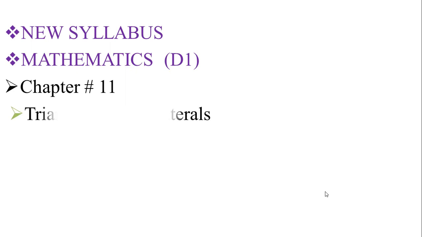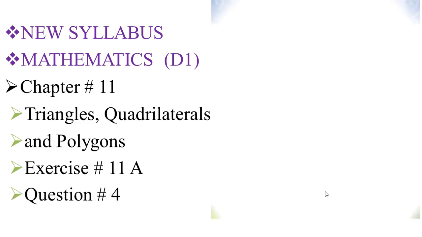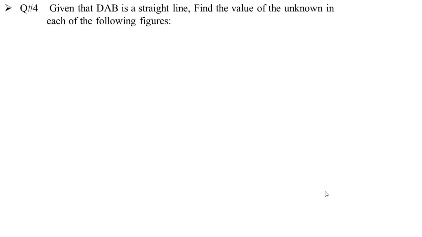New Levels Mathematics D1, Chapter number 11: Triangle, Quadrilateral and Polygon. Exercise 11A, Question number 4. In question number 4, given that DAB is a straight line, find the value of the unknown in each of the following figures: A, B, C. Now we will solve the first part.